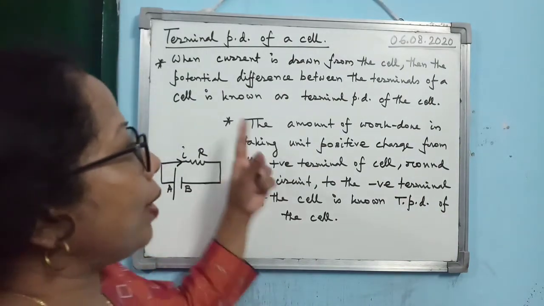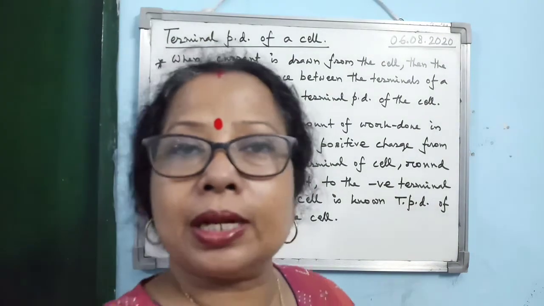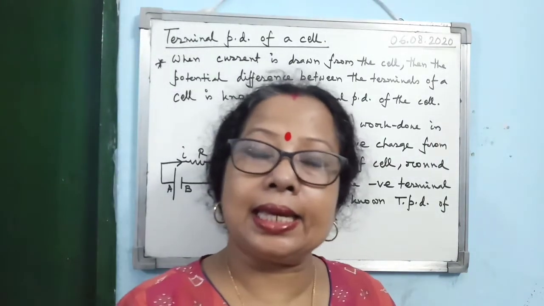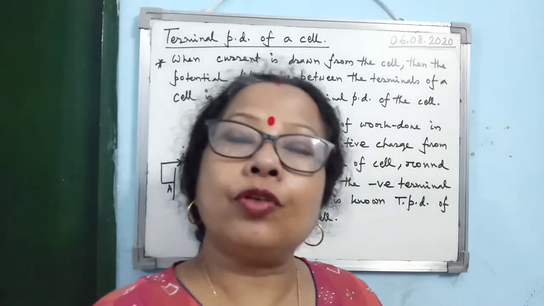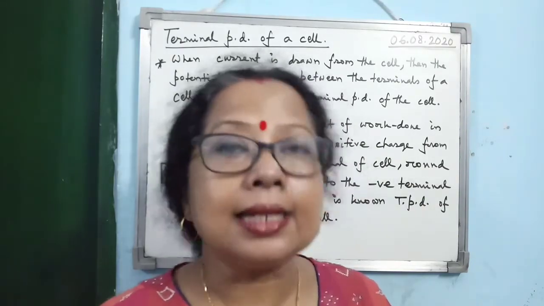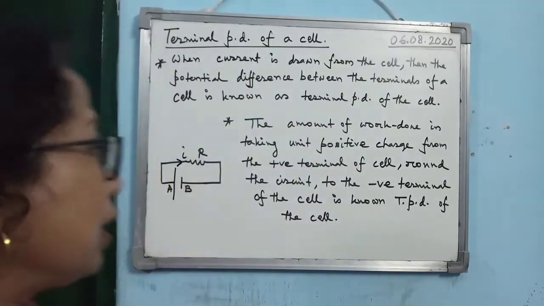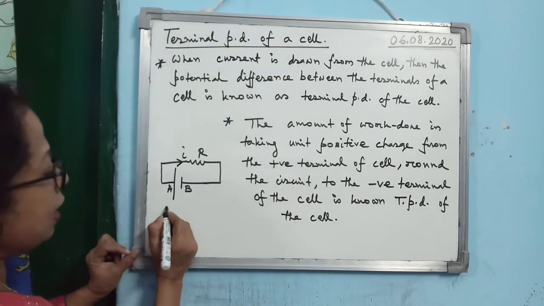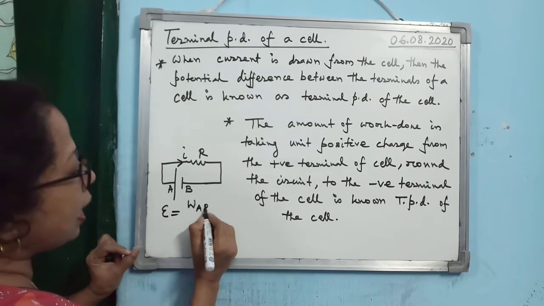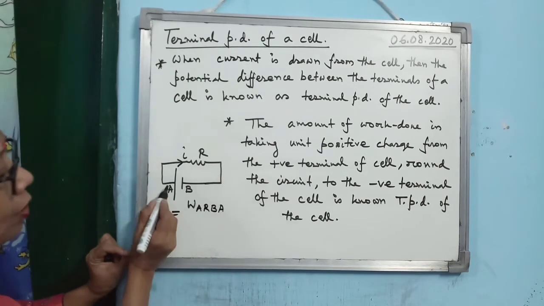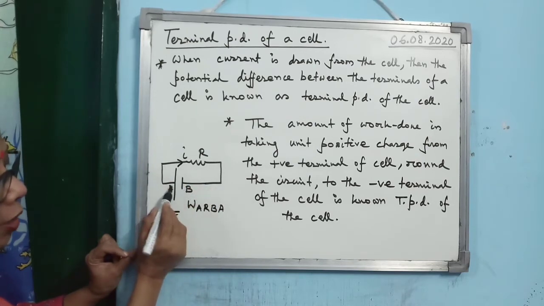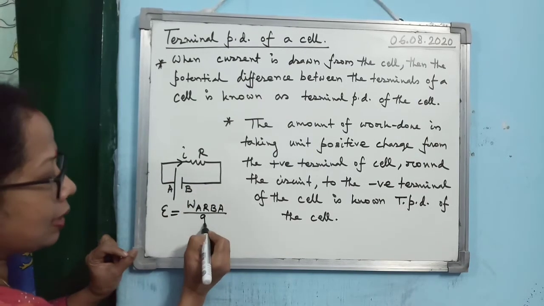Alright, now the question is how to measure the terminal PD. Terminal PD is measured by the work done in taking unit positive charge from the positive terminal of the cell via the external circuit to the negative terminal of the cell. Means you see EMF, how I have written it is W_ARBA. Means you are starting from A, passing through R, coming to B, then again going to A, divided by the charge taken.